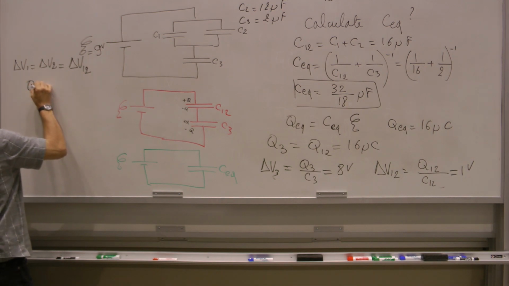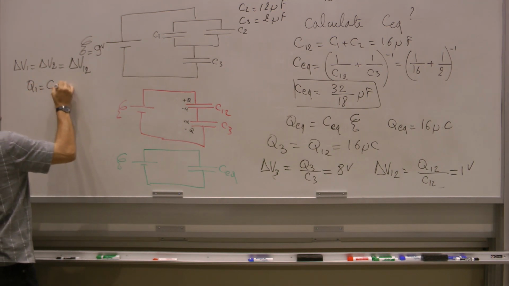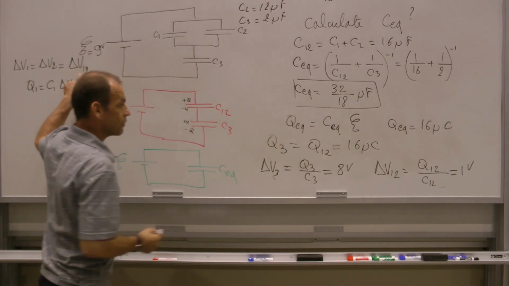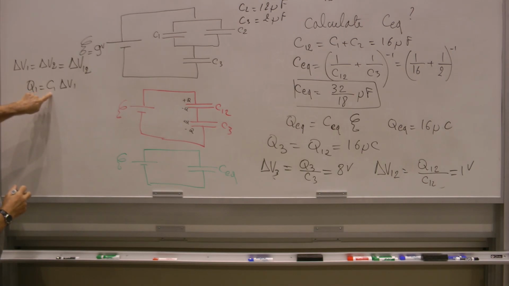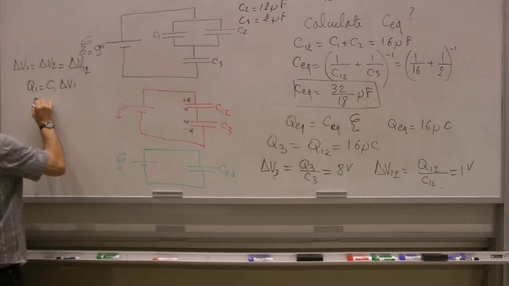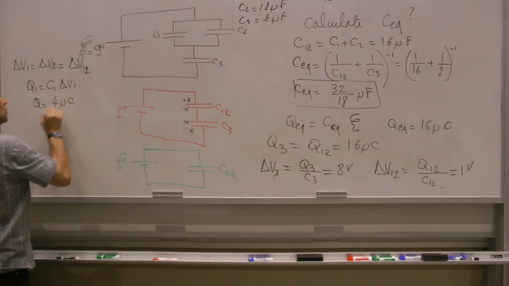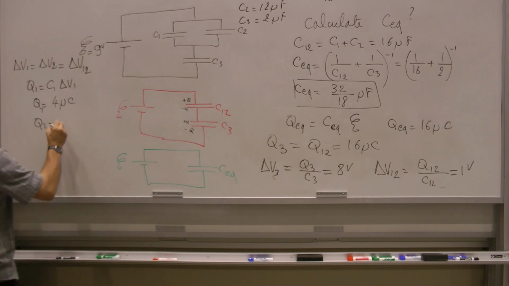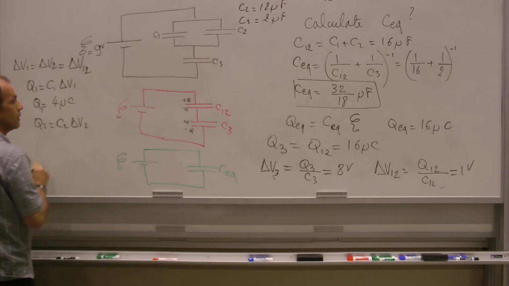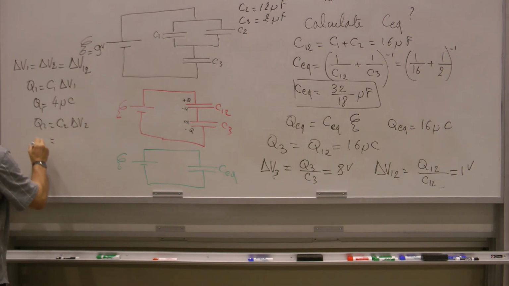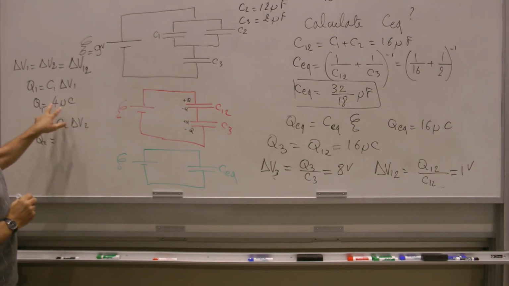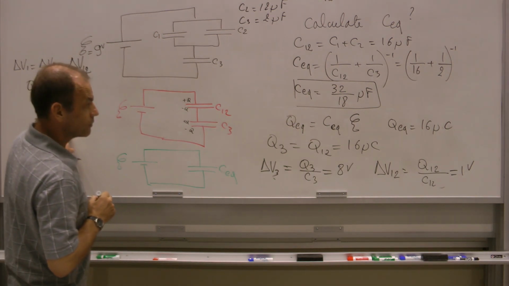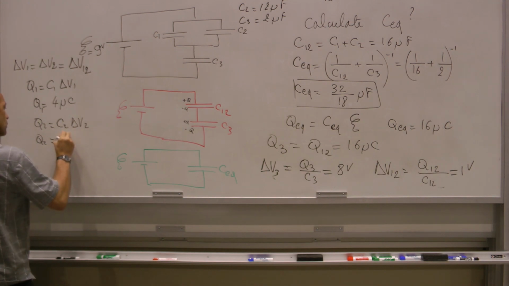So what is the charge held by Q1? Well, it's going to be C1 times delta V1. Delta V1, delta V12, which is 1 volt, times C1, which is 4 microfarad, we get Q1 equals 4 microcoulomb. And what is Q2? On the same principle, Q2 is going to be C2 delta V2. Q2 is going to be equal to C2, 12 times 1, 12 microcoulombs.